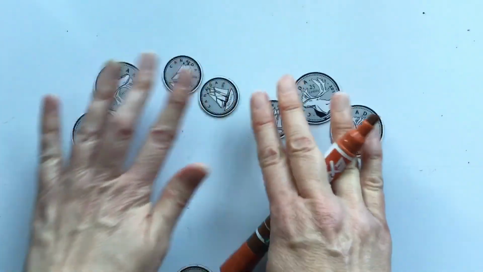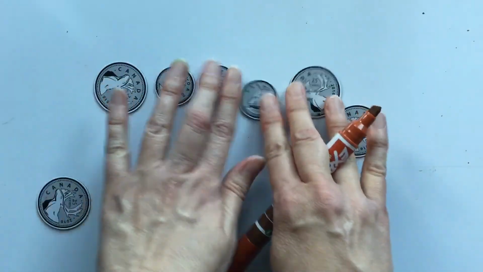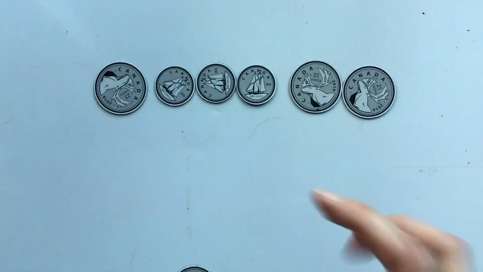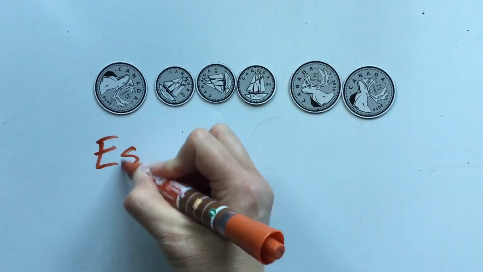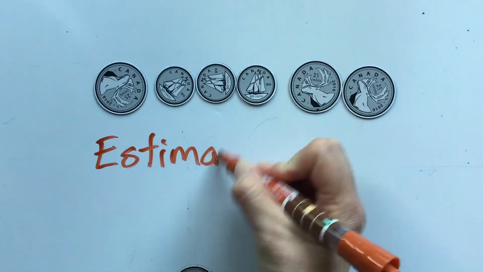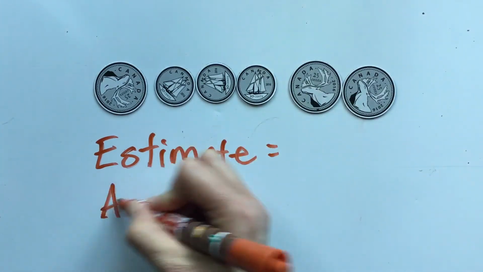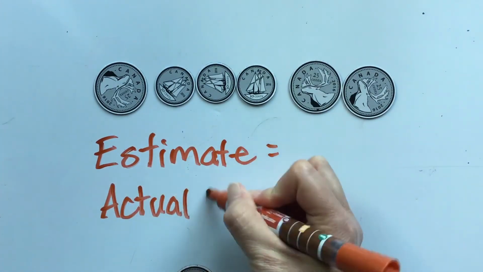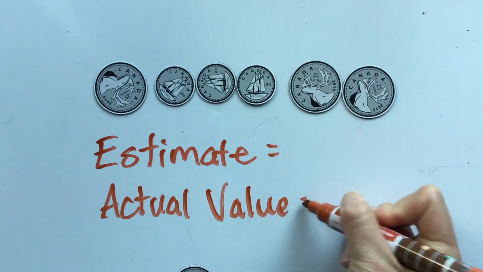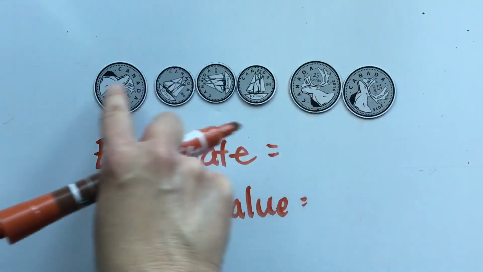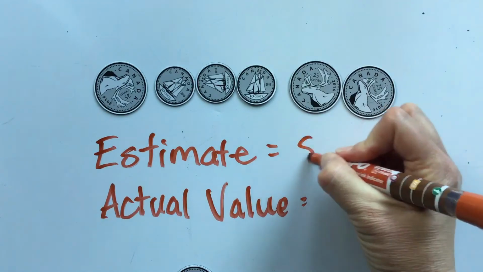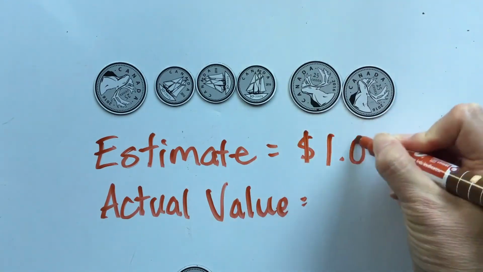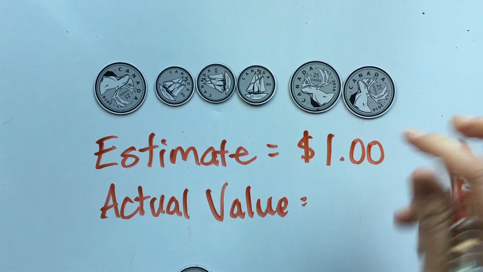Okay, let's try one more of those and then I'll let you get started. What if I have, oh geez, that's a lot. I'm going to make an estimate about what I have here, and then I'll add up the actual value. Okay, I'm looking at how many coins I have. I notice I have some larger coins. I'm going to say that I have about $1. I could also say 100 cents there.